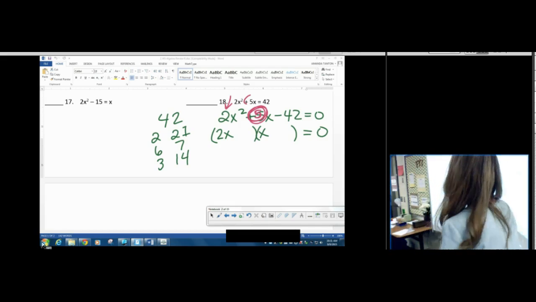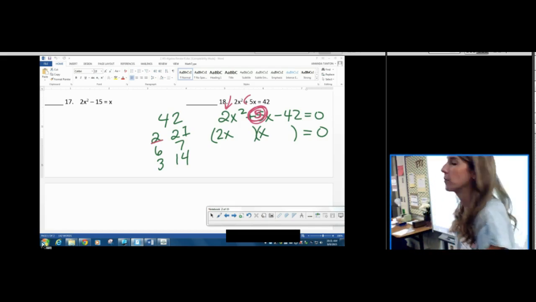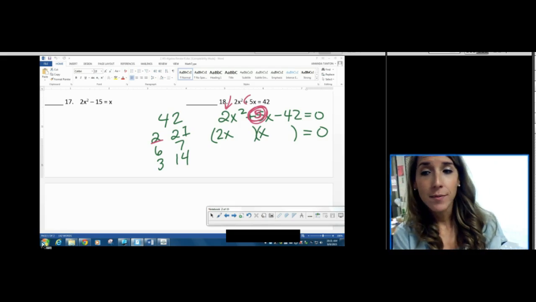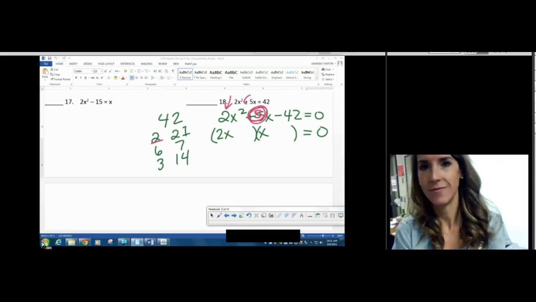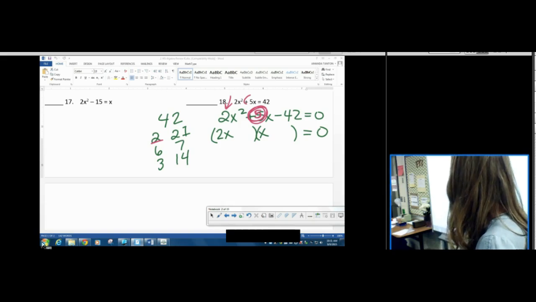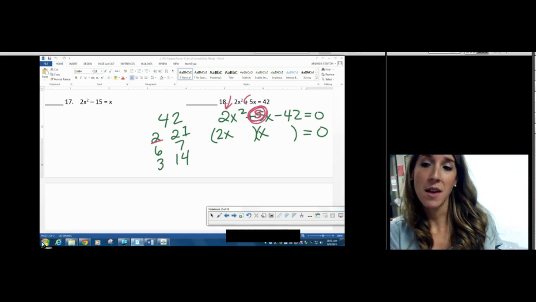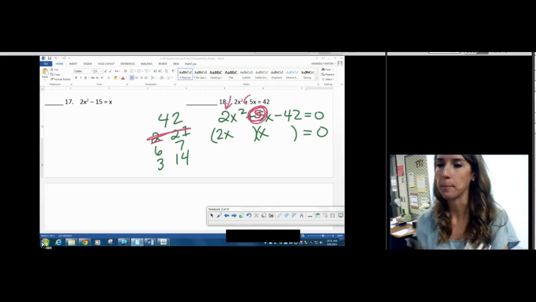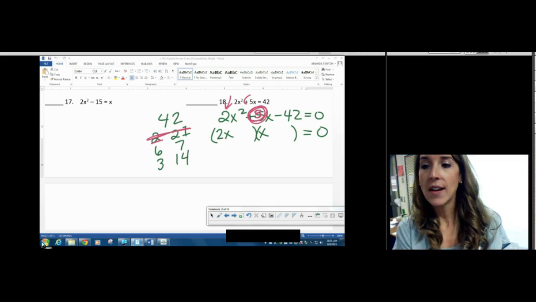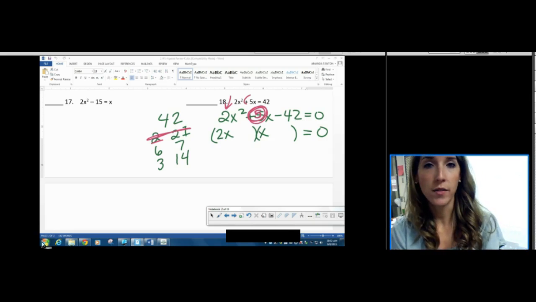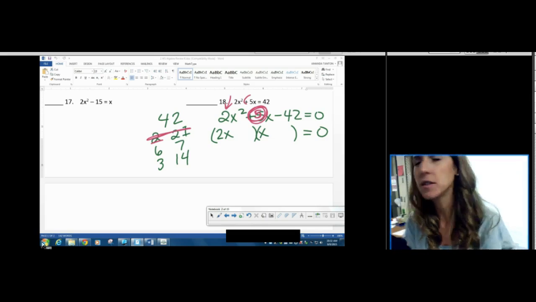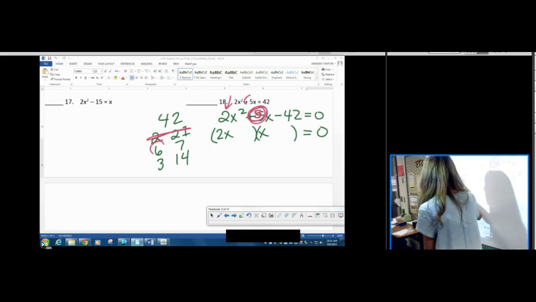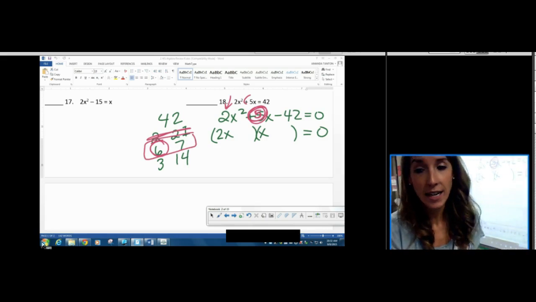So let's try it. If I double 2, I get 4. Can I make a 5 with a 4 and a 21? No. If I double 21, I get 42. Can I make a 5 out of a 42 and a 2? Oh my goodness, that's not going to work. Okay, let's try the next one. If I double 6, I get 12. Could I make a 5 out of a 12 and a 7? Absolutely. Ding, ding, ding. So this one's the winner. This pair is the winner. And 6 is the one that needs to be doubled.